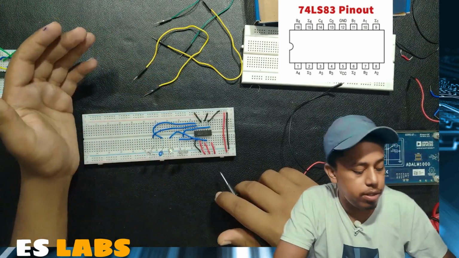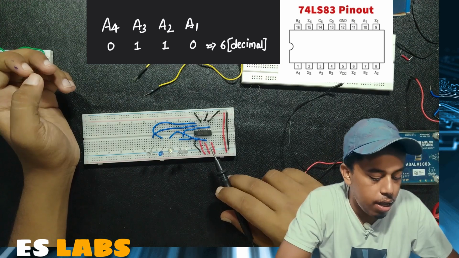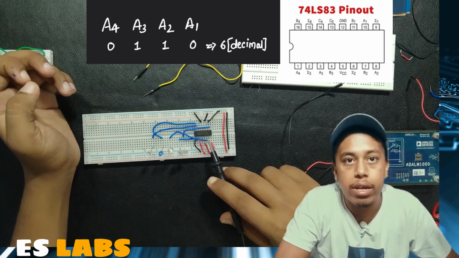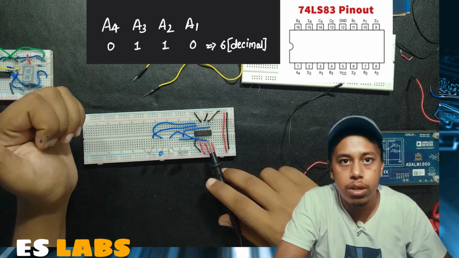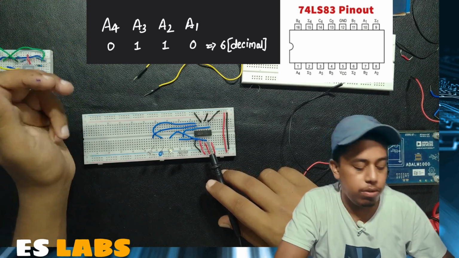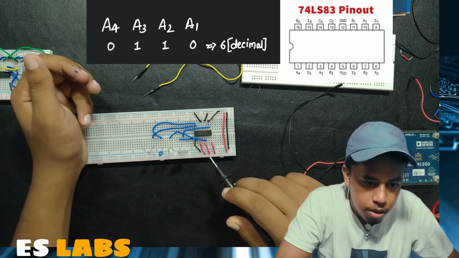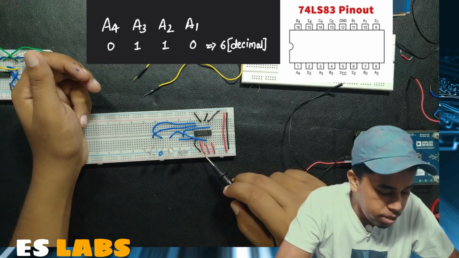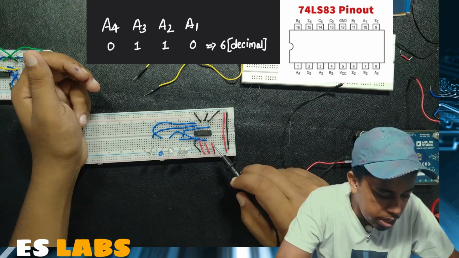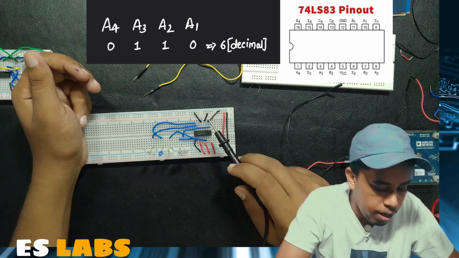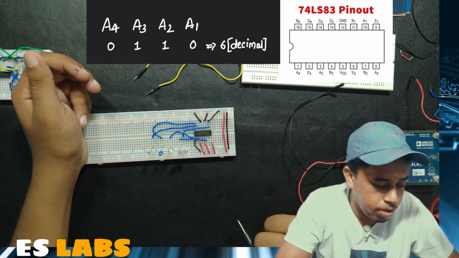Before we proceed, I have tied the input A to 6, which is 0, 1, 1, 0. A4 is tied to 0, A3 is tied to 1, A2 is tied to 1, and A1 is tied to 0.